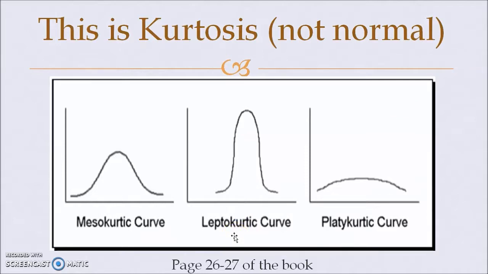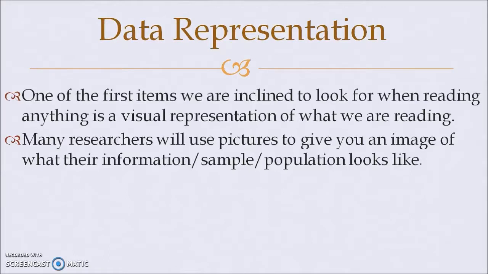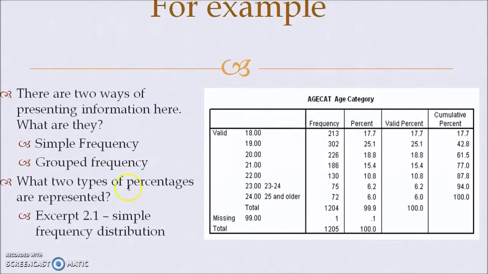So now we're going to switch gears a little bit because we've been looking at data representations. One of the first things we also need to know is what the different ways are that researchers represent visual representations of what we are reading. So here is an example. This is not from your book, but you do have simple frequency and group frequency in your book.